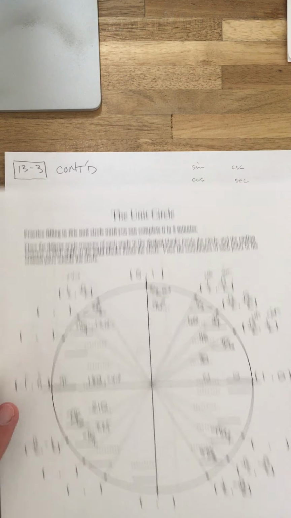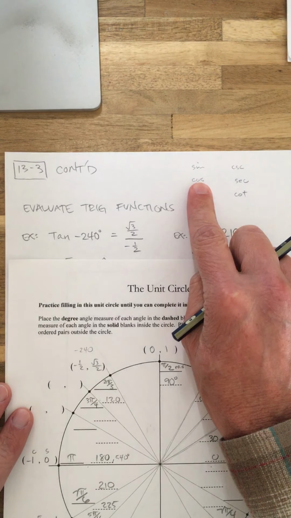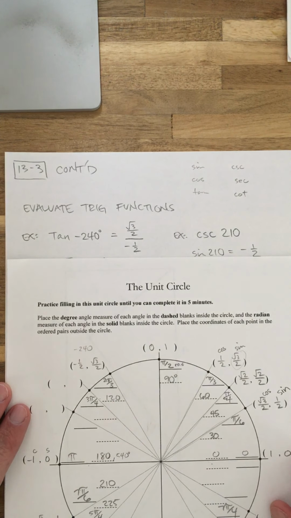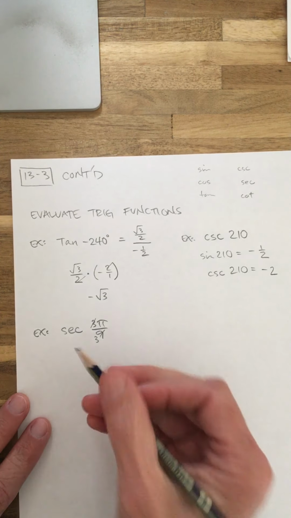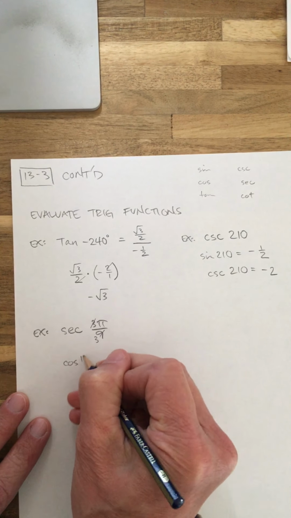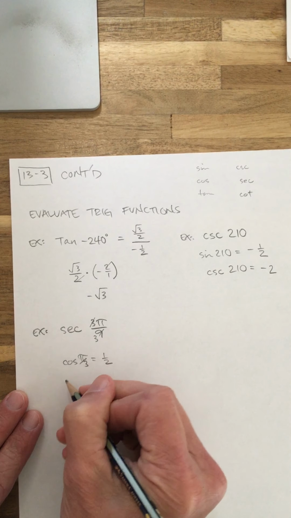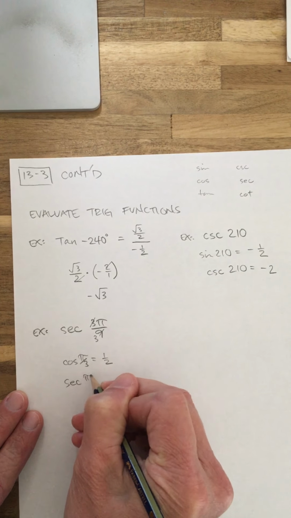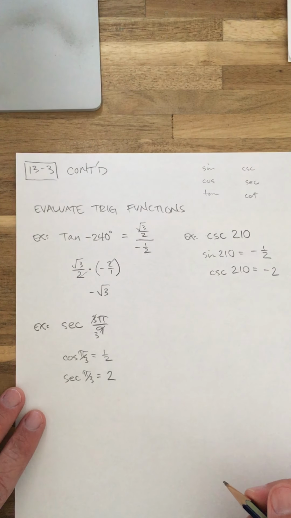Well, remember, the secant is the reciprocal of the cosine. So what's the cosine of pi over 3? The cosine of pi over 3 is 1/2. So I'll just write this down. The cosine of pi over 3 equals 1/2. Okay, so the secant of pi over 3 is equal to the reciprocal, 2.